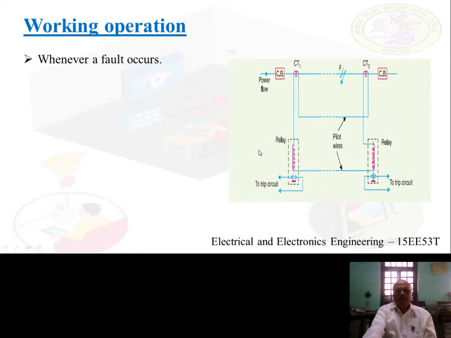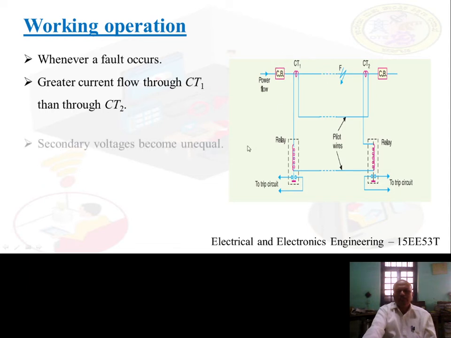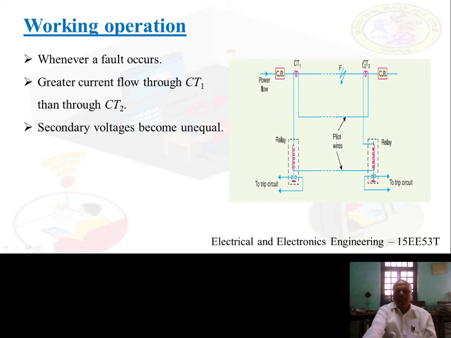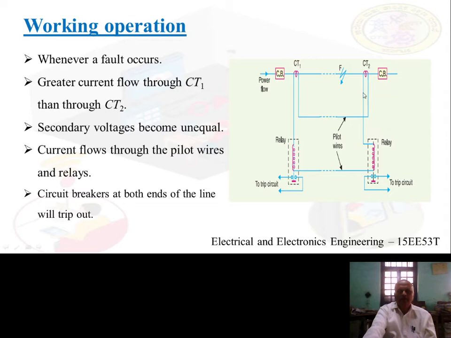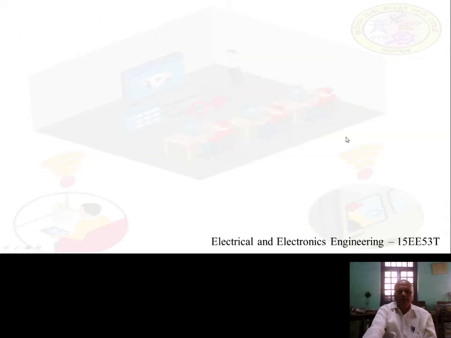When a fault occurs, this condition no longer remains. The current flowing through the CTs changes, that is, the current through CT1 is greater than the current flowing through CT2. The EMFs induced in the secondaries become unequal. Due to this, a current flows through the pilot wires and relays. The circuit breakers at both ends trip out to isolate the faulty section of the line.